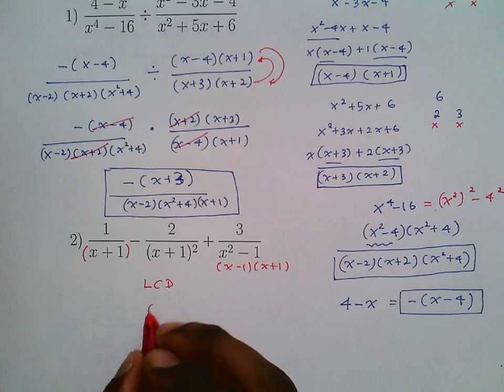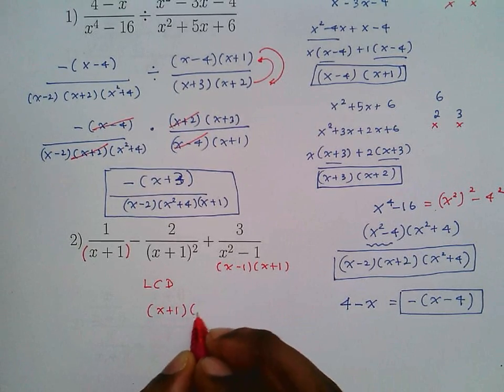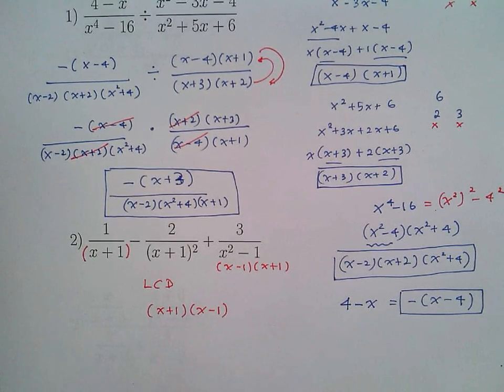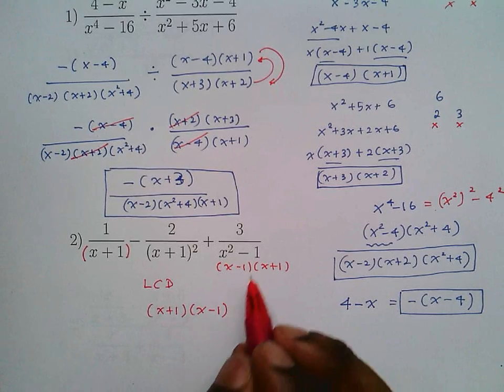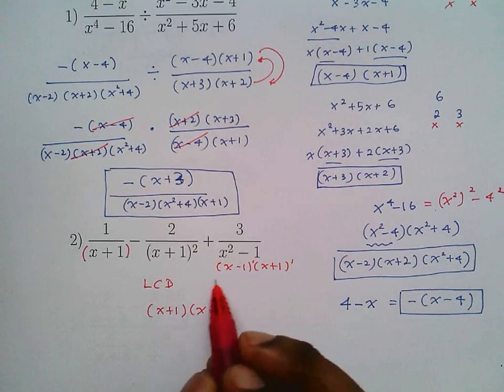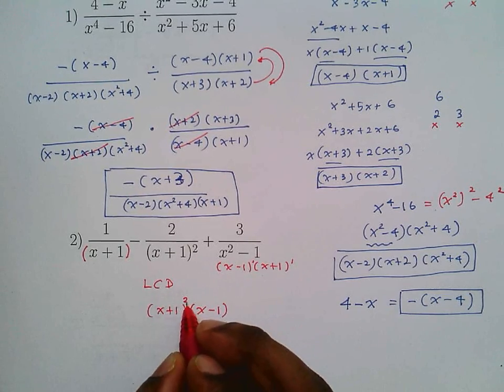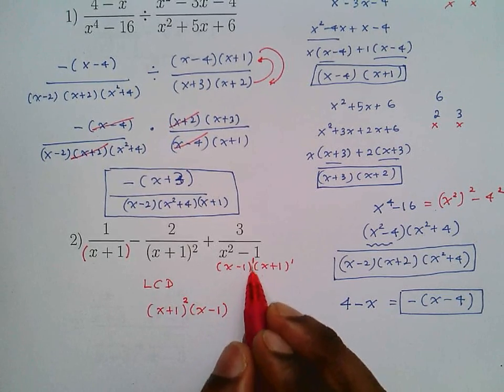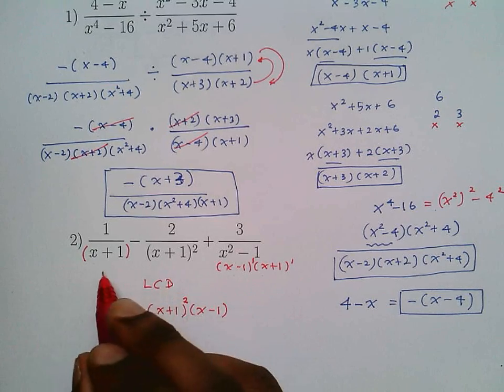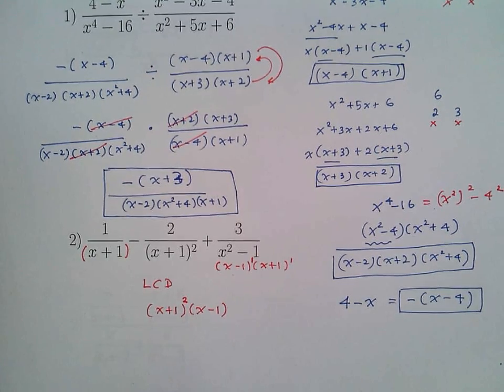So x plus 1 and x minus 1 are the factors, and you take the highest exponent. Now the highest exponent of x plus 1, you see 1, 2 and 1, so that's 2. Highest exponent of x minus 1, you see 1, nothing, nothing, so that's 1. So that is the least common denominator.